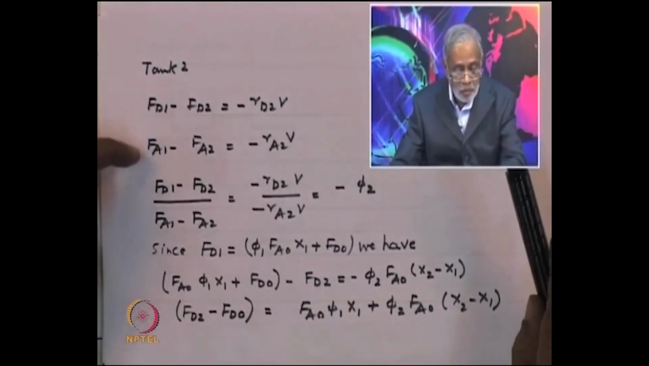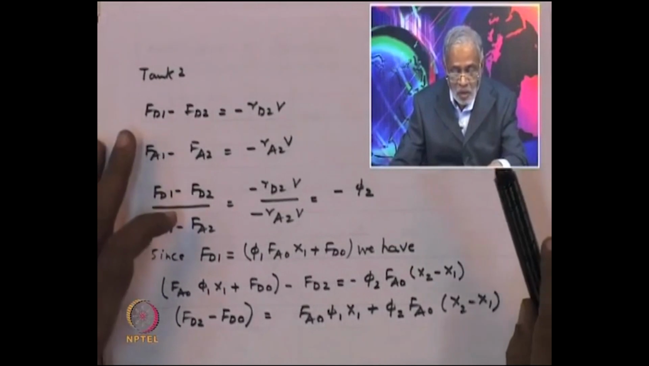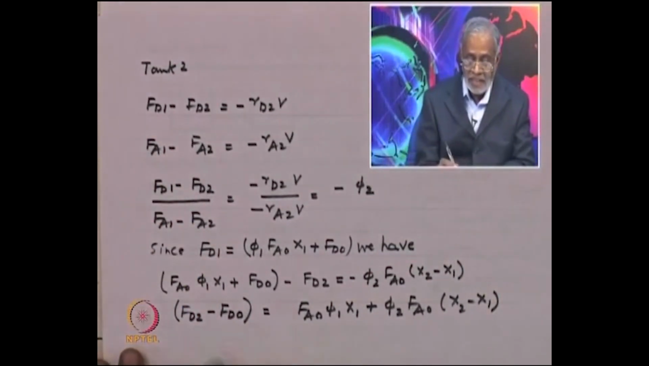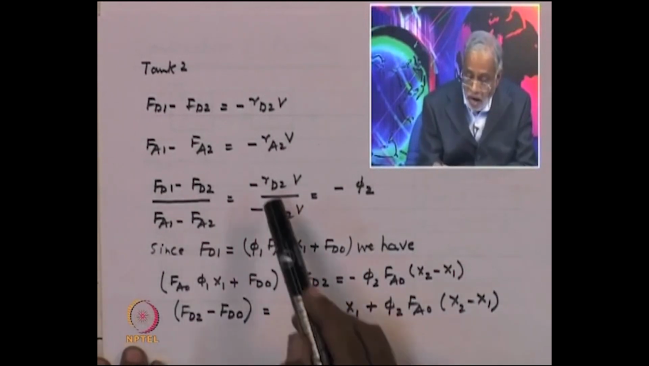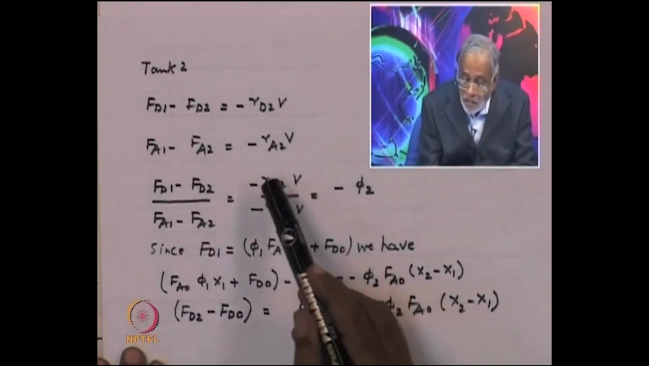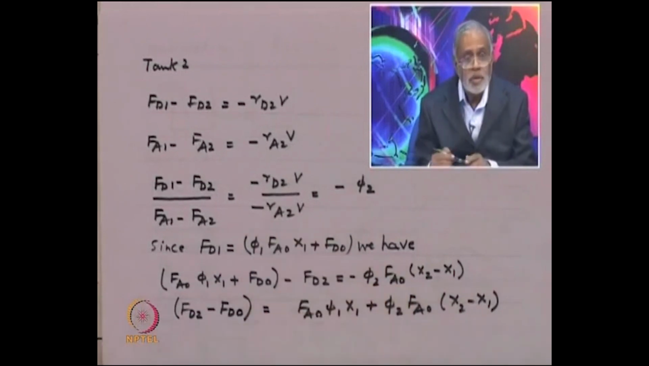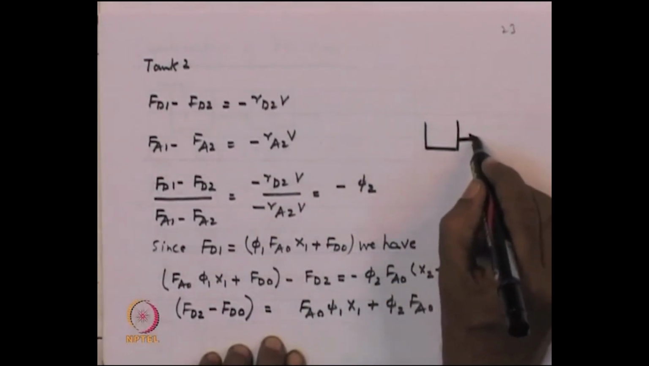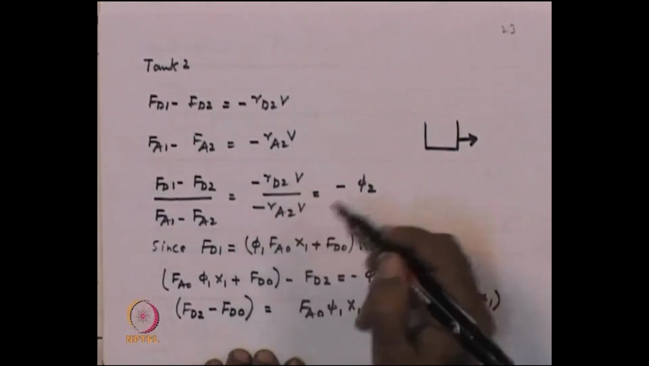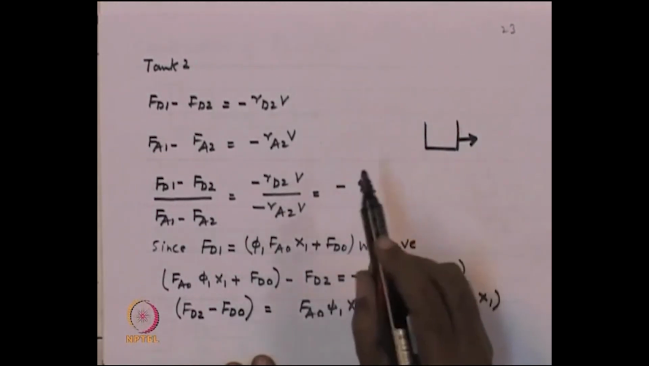So, this for component D and component A, that ratio if you take, what does it tell us? It tells us F D 1, F D 2, F A 1, F A 2, and R D 2 by R A 2. What is the meaning of R D 2 by R A 2? Because it is a stirred tank, it operates at the exit conditions, therefore R D 2 by R A 2 is phi 2.